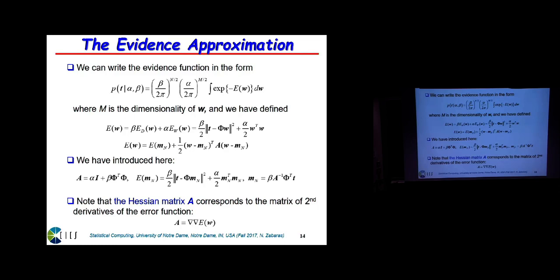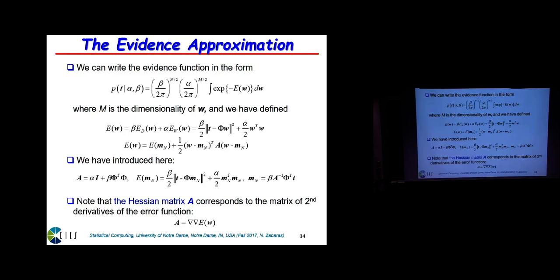So by completing the square, expanding this, you can write this E of W as E computed at the MAP estimate mN plus this quadratic term, W minus mN transpose A times W minus mN, where all the definitions are basically here. So this is the mean of the posterior distribution for W. We computed this two lectures ago. This is the error function computed at the posterior mean, so instead of W, I put mN. And this matrix A is a combination of the design matrix and the prior information. So it's alpha times I, and immediately you can appreciate that this is a regularization term, plus beta Phi transpose Phi.